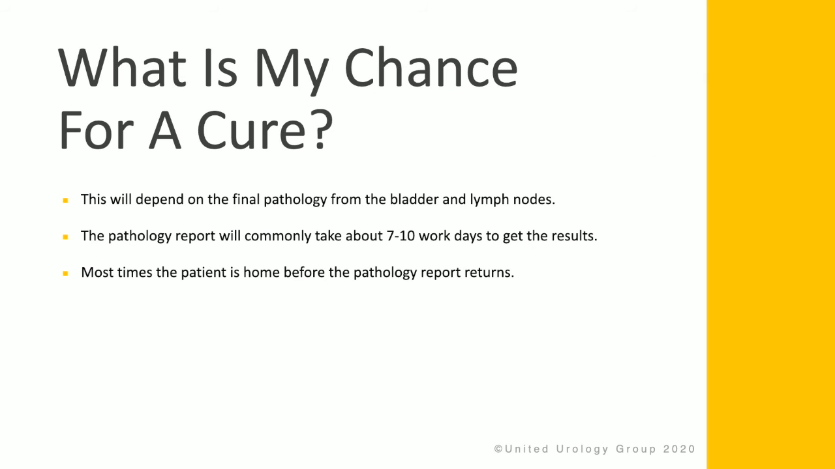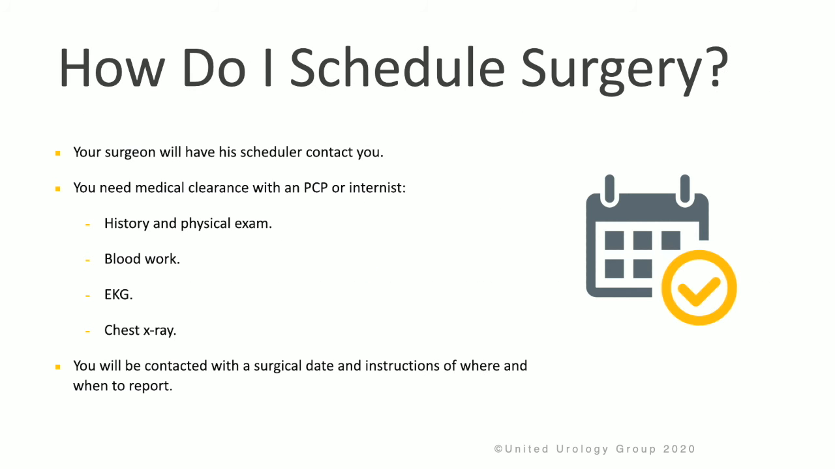Your chance for cure will depend on the final pathology from the bladder and the lymph node tissue. The pathology report will take about 7 to 10 working days to get the results, and most times the patient is already home before the pathology report comes back. Your surgeon will have their scheduler contact you.